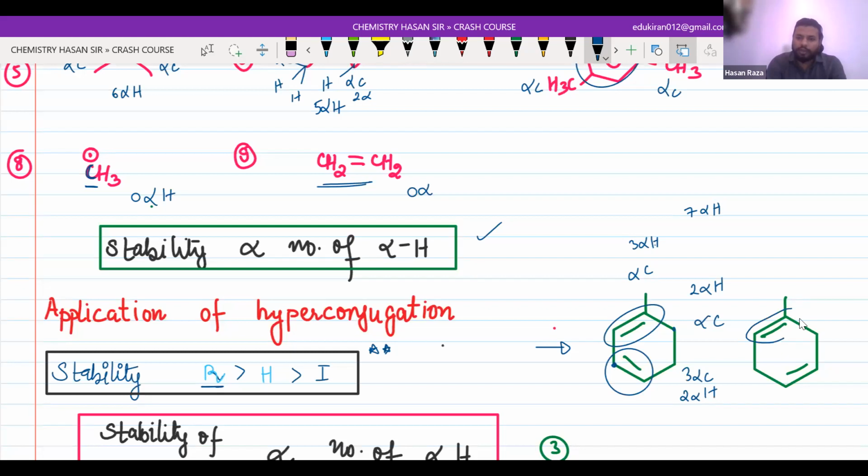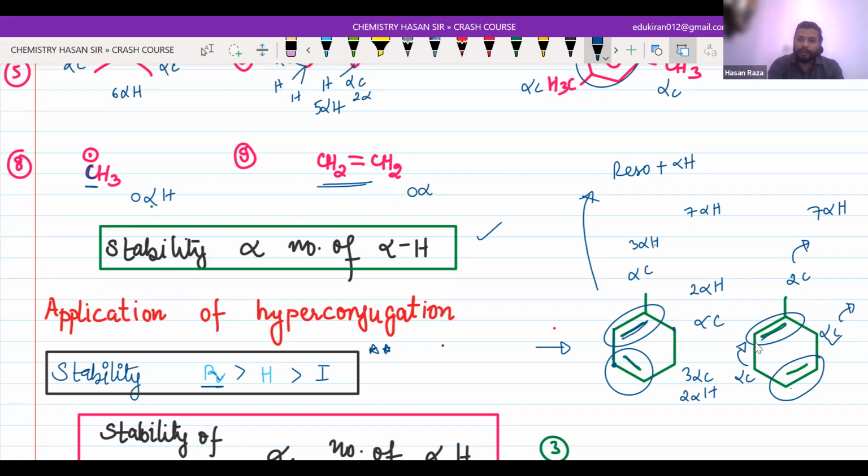Now with respect to this, you can see alpha carbon, alpha carbon, alpha carbon, and alpha hydrogen here 3, 2, and 2. How much is it? Sorry, 3 plus 2 is 5, plus 2, 7. And with respect to this alpha carbon, we just counted it. So total 7 alpha hydrogen. Now you can think both have the same alpha hydrogen, but here it is in conjugation, pi, sigma, pi. That means in this compound, resonance plus alpha hydrogen is there, but in the other there is no conjugation. You can see pi, sigma, sigma, pi. There is no conjugation. Only alpha hydrogen is there. That's why this is more stable than this. This is an example to show we give preference to resonance over hyperconjugation.